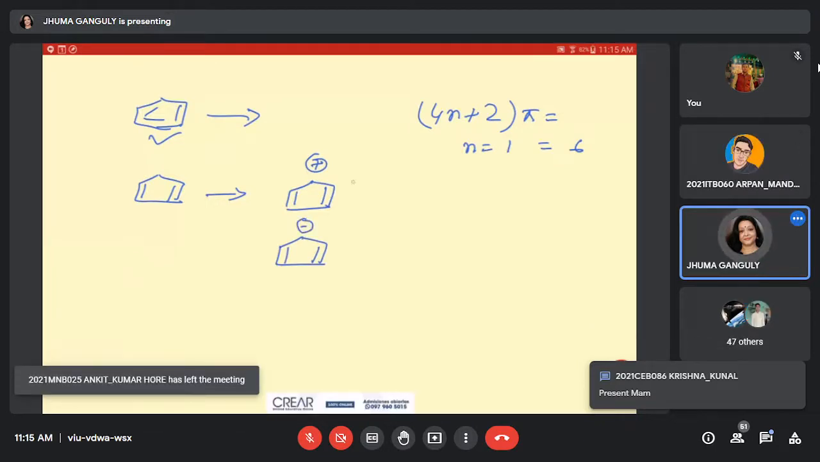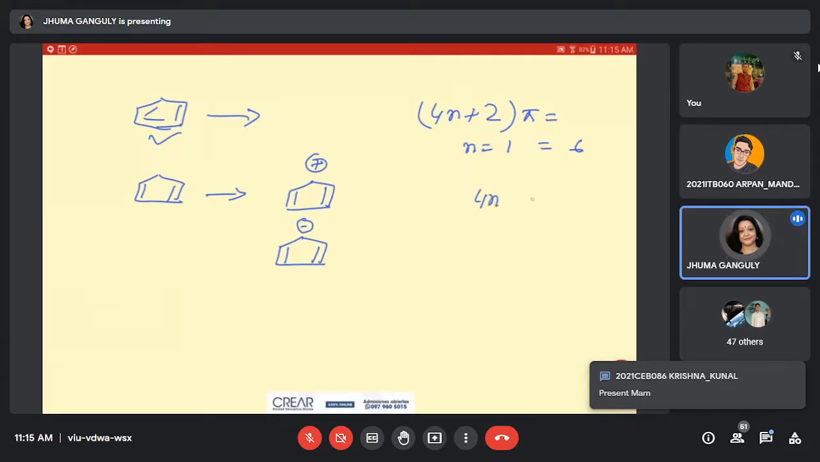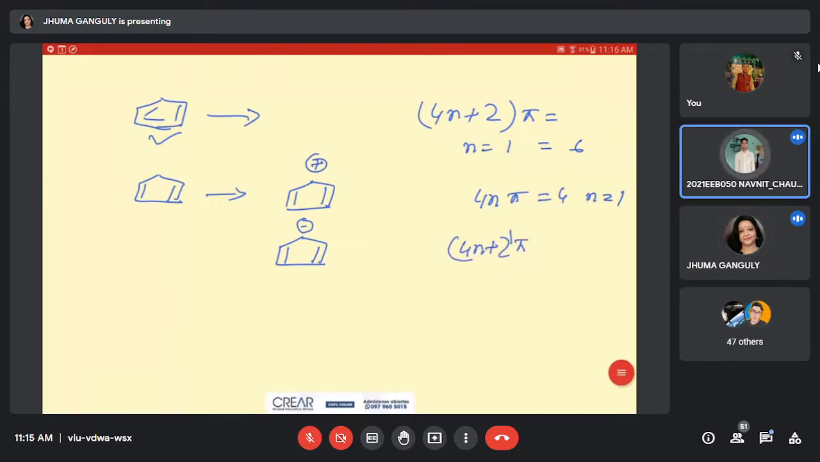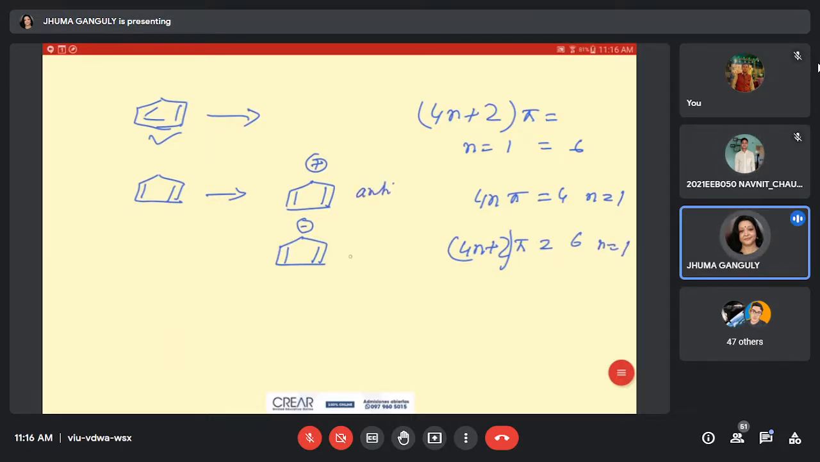For the cation, it is anti-aromatic: 4n pi electrons, 4 pi electrons, where n is equal to 1. And for this one, 4n plus 2 pi electrons, that is 6, where n is equal to 1. So this is anti-aromatic and this is aromatic. I think everybody knows these, just related to the question.